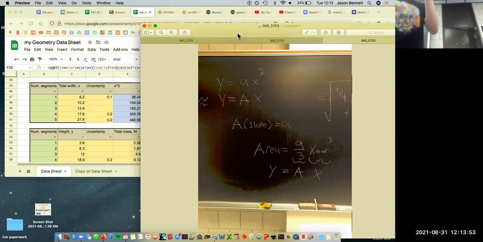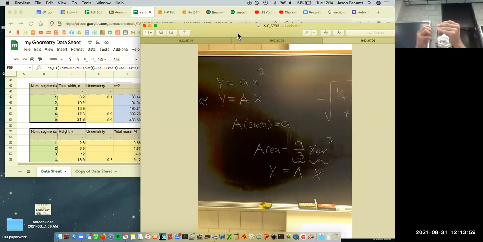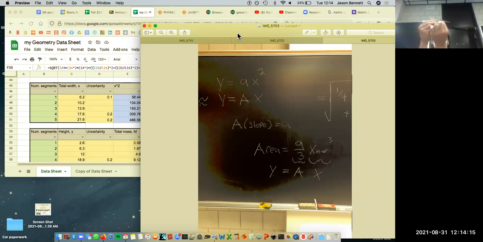These things, and when it asks you right here for total width, the width, so the height is this. Those are easy to measure because as you add them, the height is just the new one that we did. But the total width for 1 would be this, so that's like 6. But for 2, it's both of them. It would be that width combined. And as you add them together, it's like that.